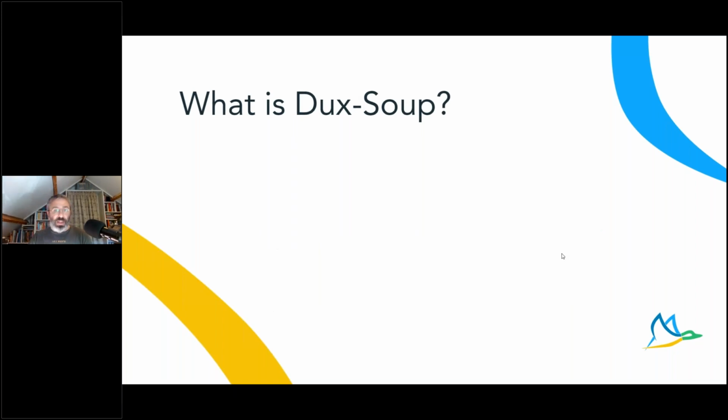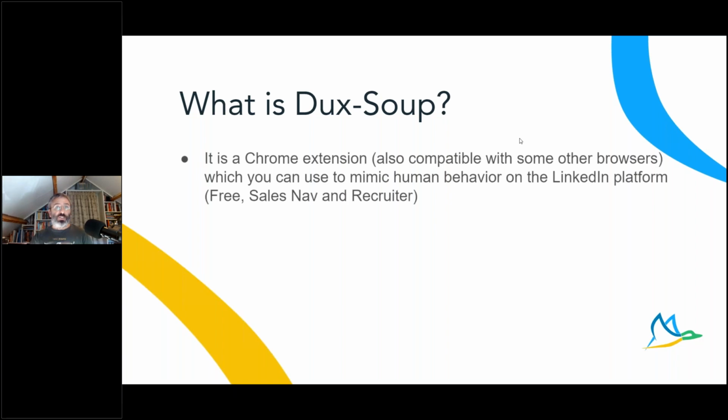Okay, so we'll step back a little bit now. We've talked about what LinkedIn automation is, we've talked about our profile, and we've talked about the various versions of LinkedIn: the Recruiter, the Sales Navigator, and the Standard. But what's Dux Soup? So Dux Soup's a Chrome extension, compatible with other browsers, as I said, and it mimics human behavior on the LinkedIn platform.